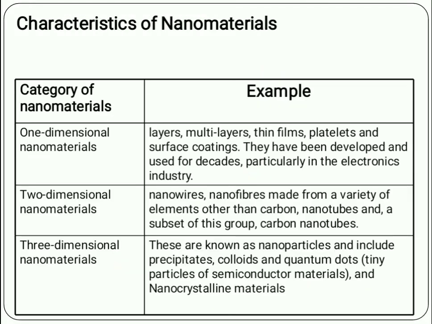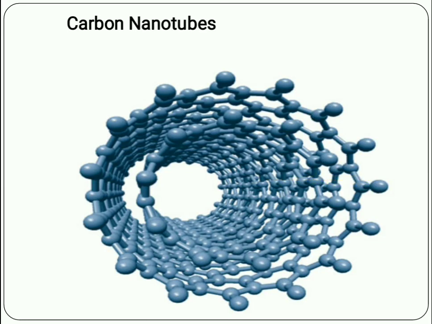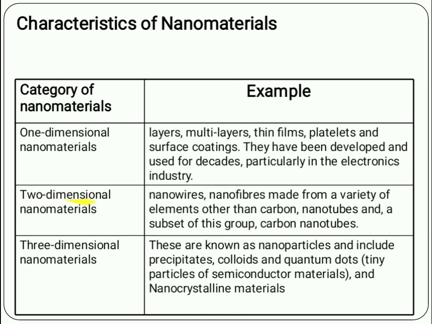Now we see the next topic, the characteristics of nanomaterials. Generally the categories of nanomaterials start with one dimensional. In one dimensional nanomaterials, we can see layers and multi-layers, thin films, platelets, and surface coating. They have been developed and used for decades, particularly in the electronic industries. Now two dimensional ones include nanowires, nanofibers made from a variety of elements other than carbon, nanotubes, and a subset of this group, carbon nanotubes. So all this kind of material comes in the two dimensional nanomaterials.